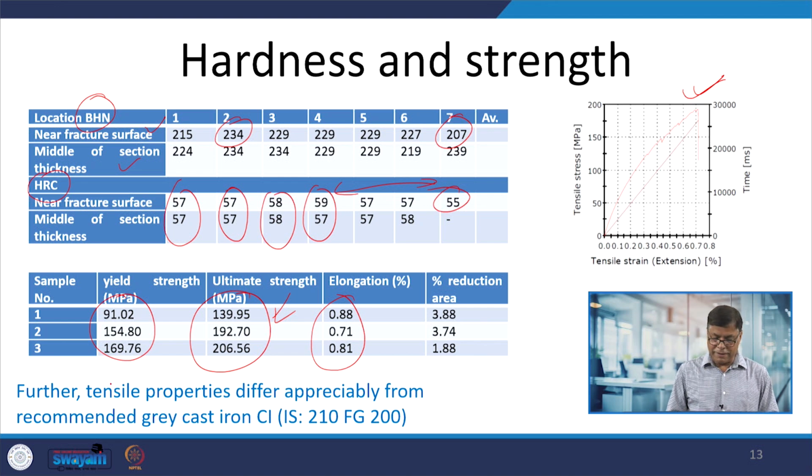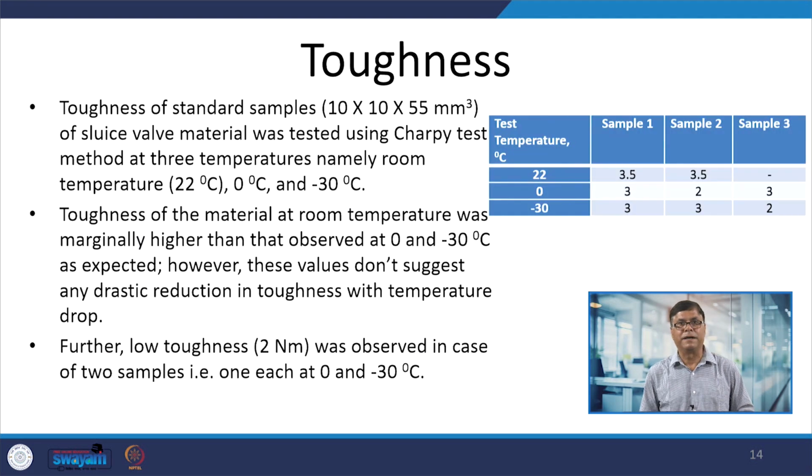So, what can be concluded here is that the tensile properties differ appreciably from the recommended grey cast iron for the material of this particular grade. Okay. This is one of the aspects.